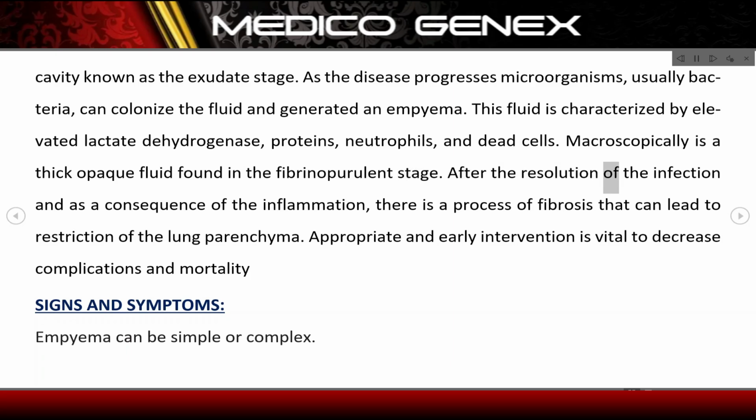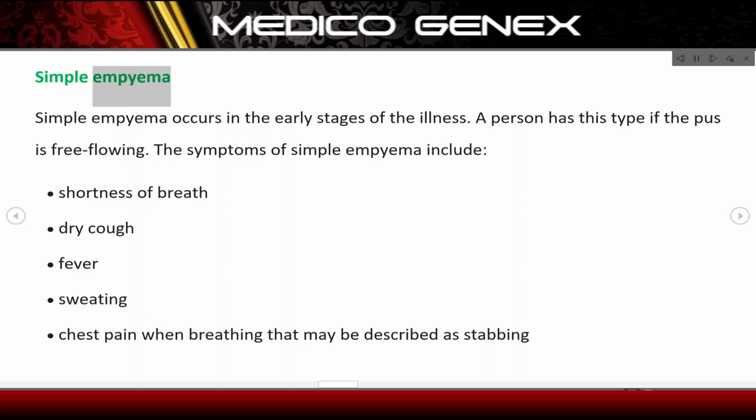After the resolution of the infection and as a consequence of the inflammation, there is a process of fibrosis that can lead to restriction of the lung parenchyma. Appropriate and early intervention is vital to decrease complications and mortality. Signs and symptoms. Empyema can be simple or complex. Simple empyema. Simple empyema occurs in the early stages of the illness. A person has this type if the pus is free-flowing.